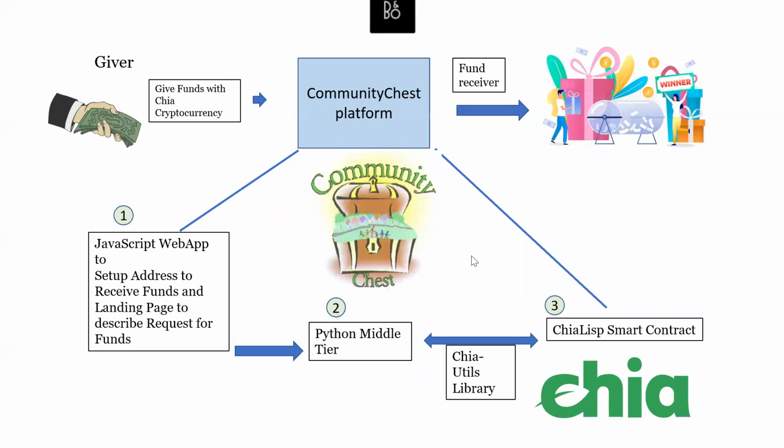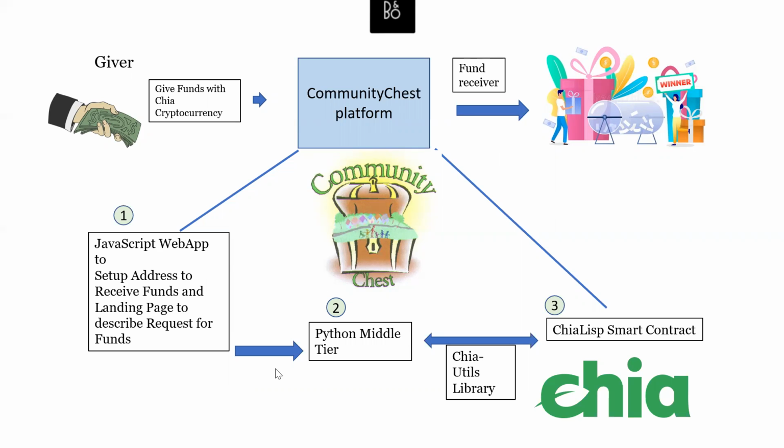Here's a look at our technical architecture. Again, we've got these 2 groups of people, the givers and the receivers. And so the givers are giving funds to support particular campaigns, and the receivers are receiving those funds. In the middle, we've got our Chia Community Chest platform.